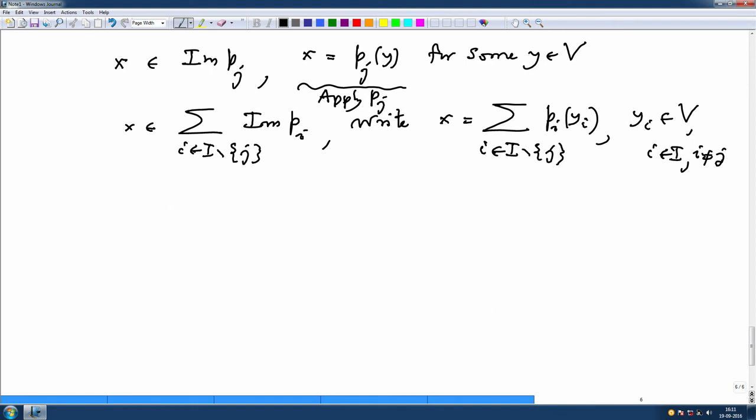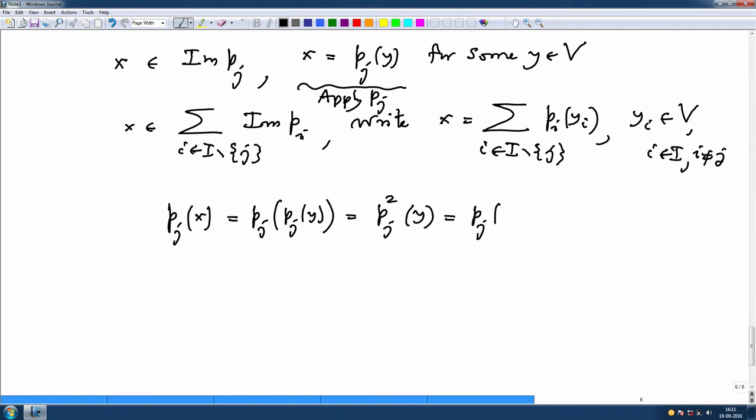What will you get? You will get Pj of x, which is Pj of y, which is Pj square of y. But Pj is a projection, so Pj square is Pj. This is Pj of y, which is x. So we got x equal to this.